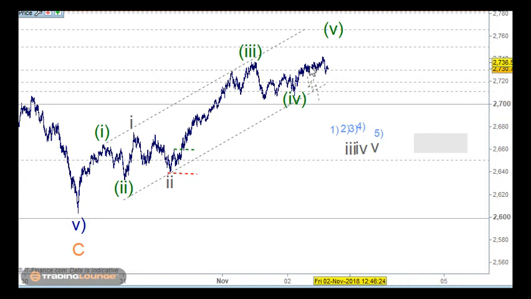So as I mentioned last time we spoke, what we're trying to do now is figure out, do we have 5 waves up here, or do we have a corrective wave moving up here? At this stage, it certainly looks like it's got the weight of being an impulse wave to the upside, but we need to confirm that on the physical market.